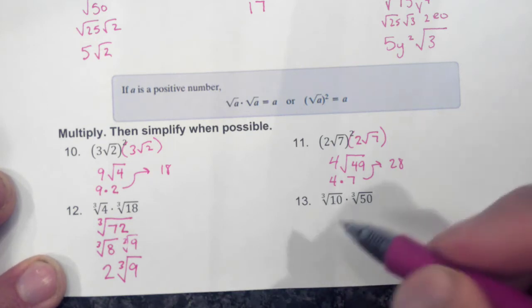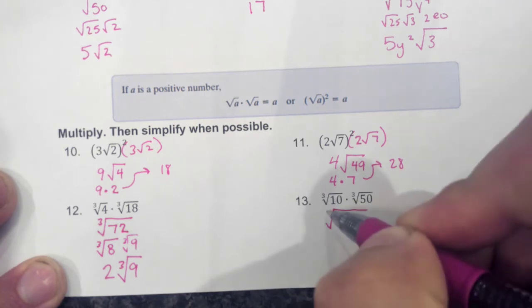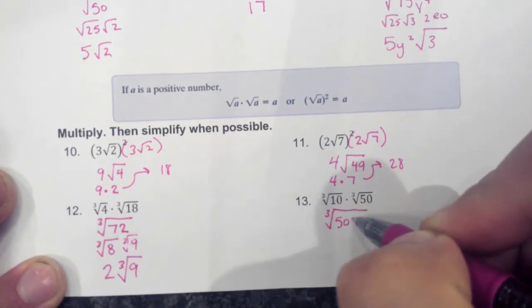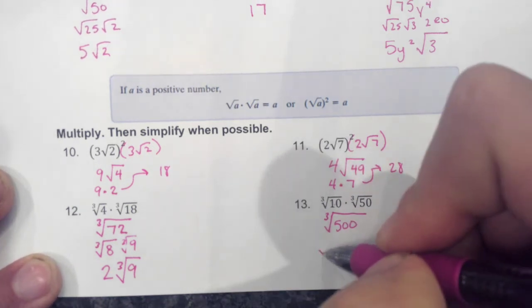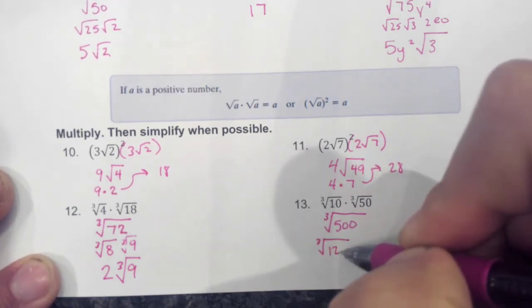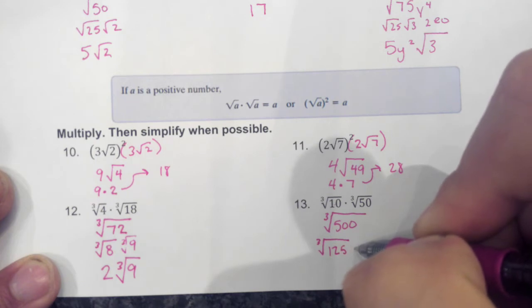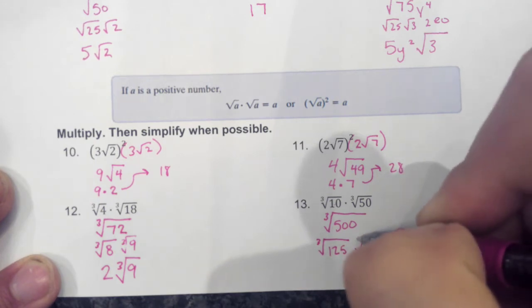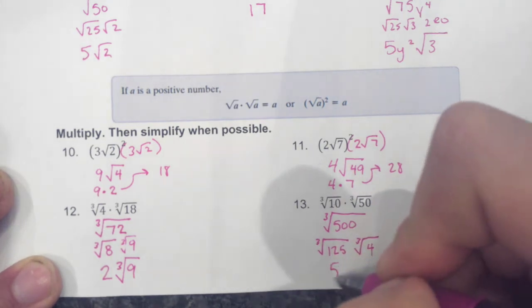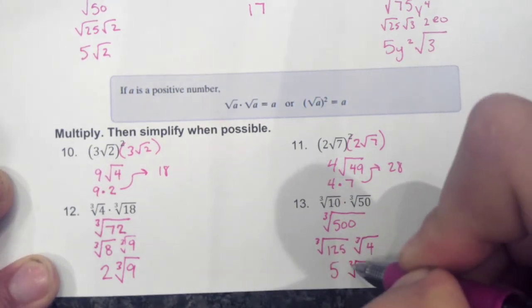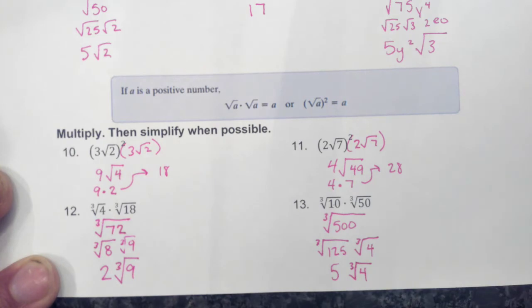of 9. On 13 there, 10 times 50 is, of course, 500. What perfect cube divides 500? Should be thinking 125 times 4. And the cube root of 125 is 5. So you get 5 cube roots of 4.